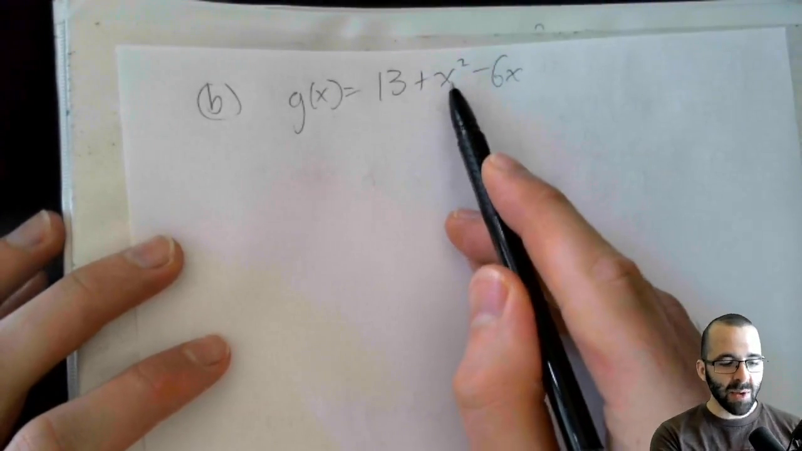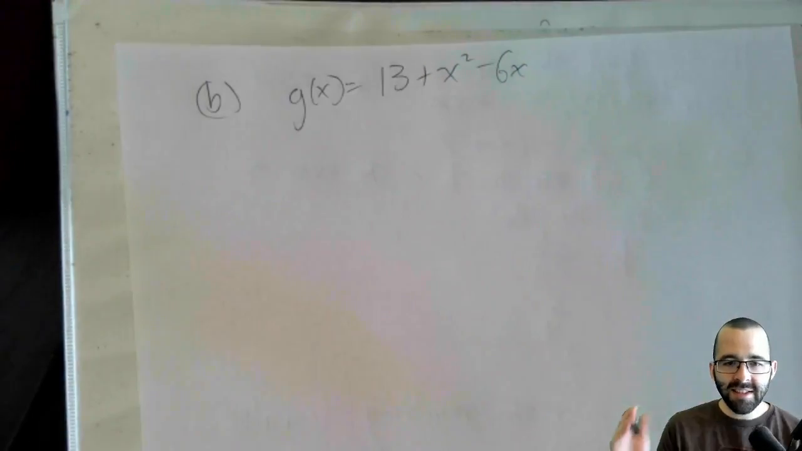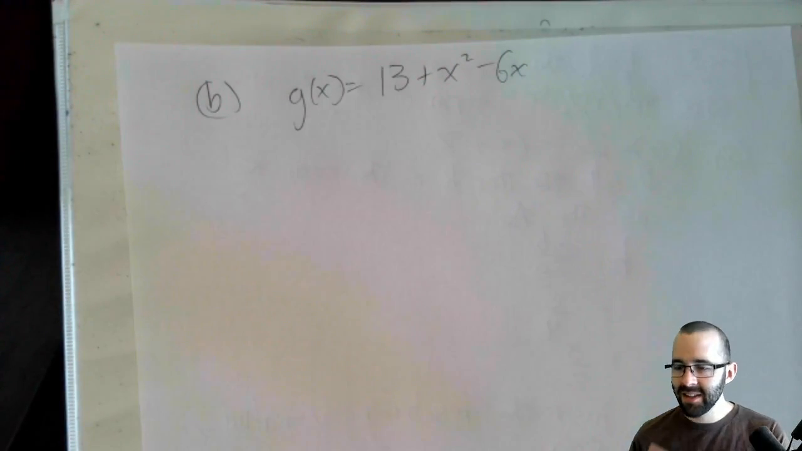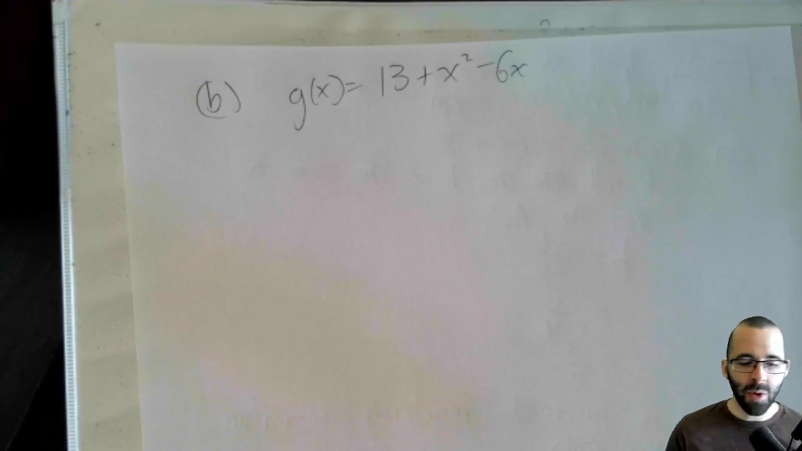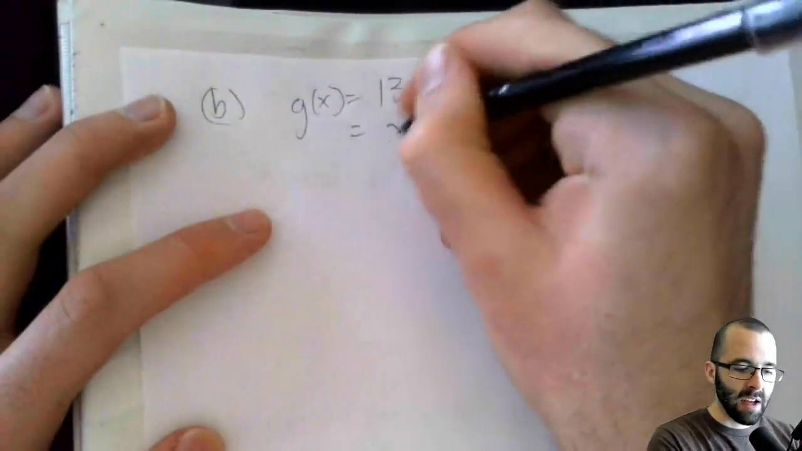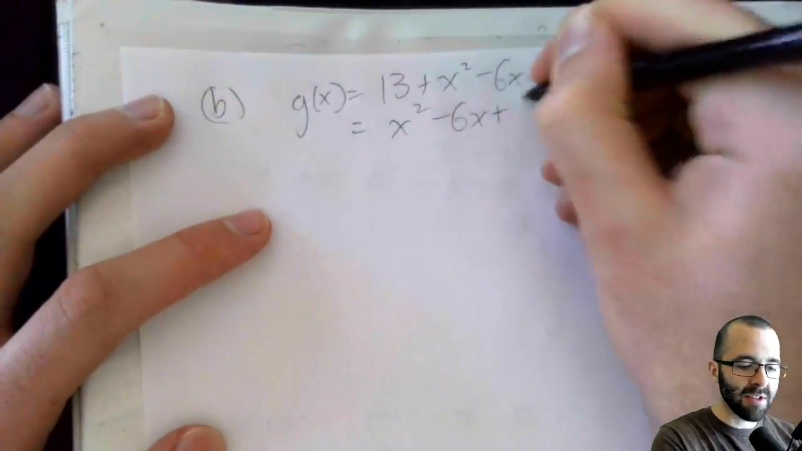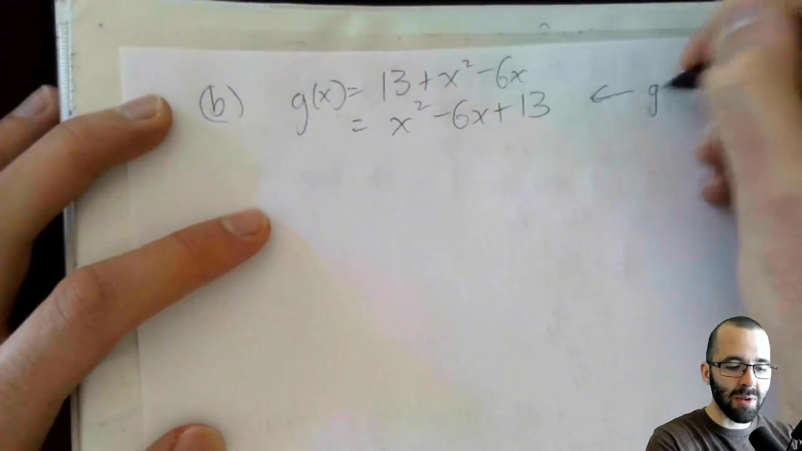Look, why is there an x squared in the middle? X squared should be in front. Let's get things in the right order, shall we? Let's order it up, right? X squared minus 6x plus 13. Now it's in general form.